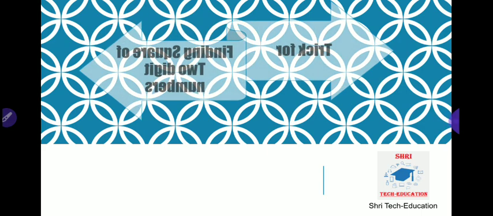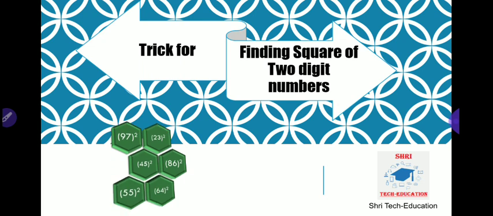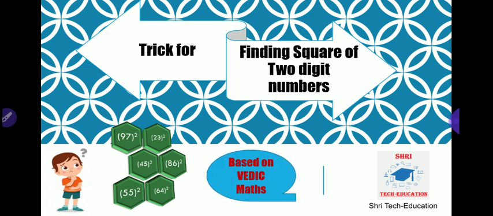In today's lecture we are going to study the trick for finding the squares of two-digit numbers. Now in various competitive exams we are required to find out the squares, cubes, square roots and cube roots of numbers. So how to find these values very easily and very fast within a short time? For that purpose we have one trick based on Vedic Maths. So let us study how to find the squares of two-digit numbers.